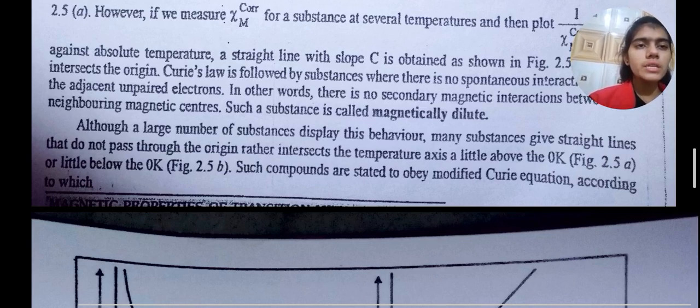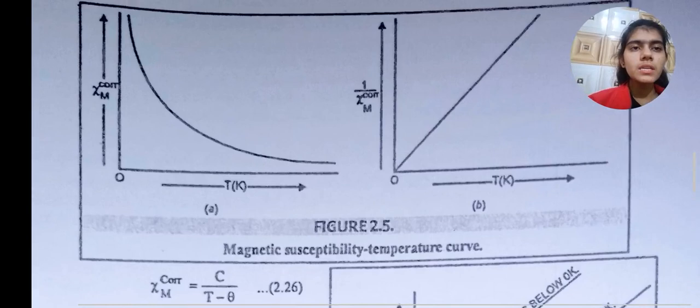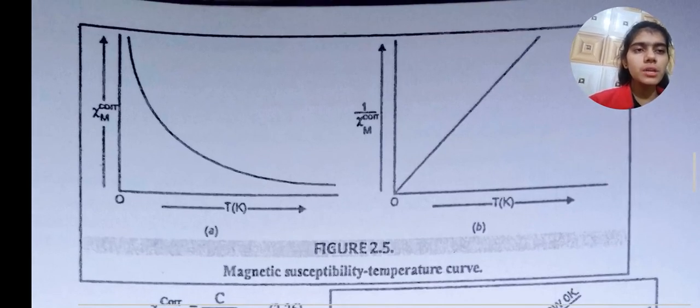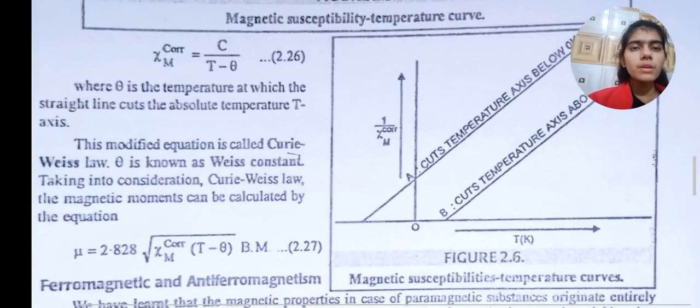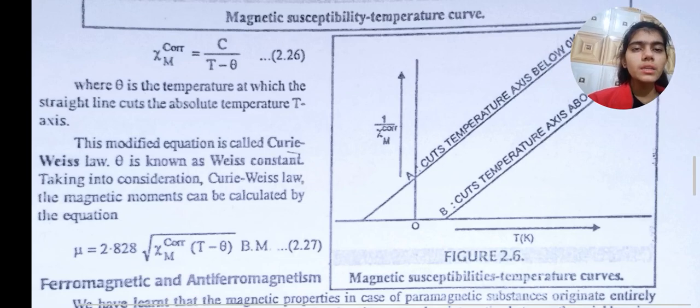Such compounds are stated to obey the modified Curie equation, according to which we can see the graphs for the magnetic susceptibility temperature curve, where theta is the temperature at which the straight line cuts the absolute temperature T axis. This modified equation is called the Curie-Weiss law. Theta is known as the Weiss constant. Taking into consideration the Curie-Weiss law, the magnetic moment can be calculated by the equation mu equals 2.828 under root xi into (T minus theta) Bohr magneton.